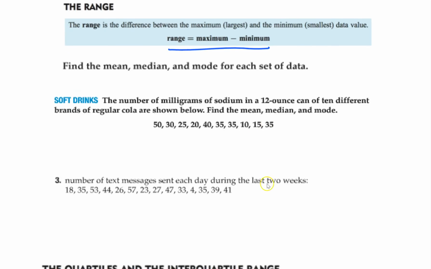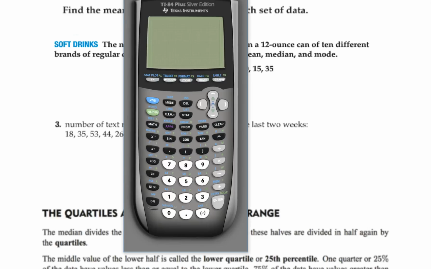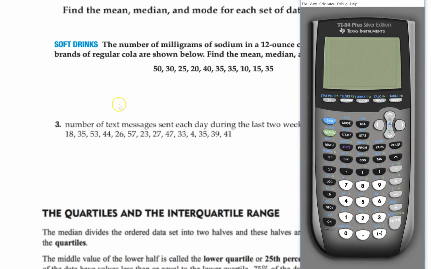Next, let's do some examples. Now, doing this by hand takes a little time. It'll be annoying. I mean, it's not that bad. You just use a calculator. But if we're going to use the calculator, let's go all the way with it. So I'm going to bring my calculator here, and let's show you how to find the mean, median, and mode in your calculator.